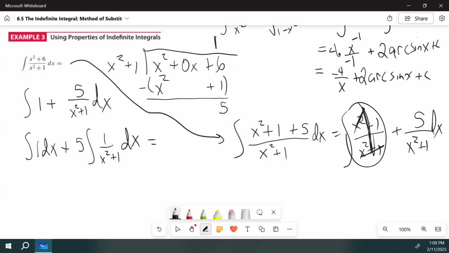And the antiderivative of 1 is x, plus 5 times this 1 over x squared plus 1, which is the derivative of tangent inverse, or arctan. So the antiderivative of 1 over x squared plus 1 is tangent inverse, or arctan. Doesn't matter which one you use. Then you need a plus c. Okay.